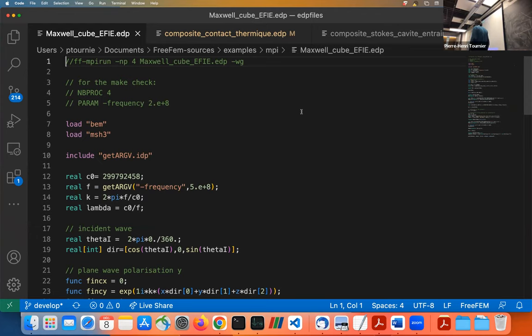As I use the BEM and BEM tool, I need to load the BEM. As I use the two-dimensional tool, which is the message tool. Here is the include, passing some arguments, for example, if I want to change the frequency of my program. And here is some data with the wave numbers.